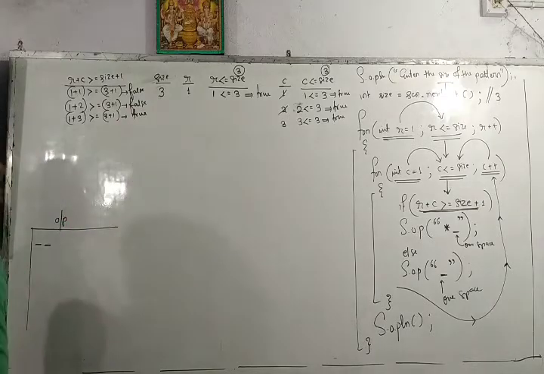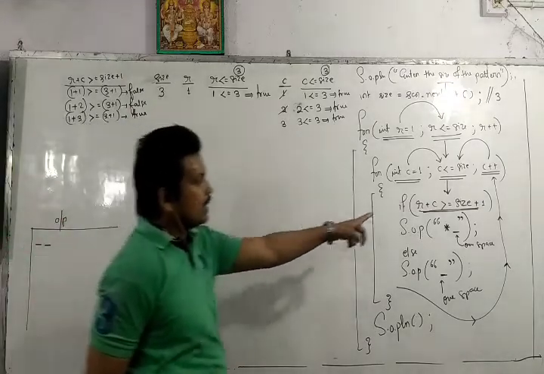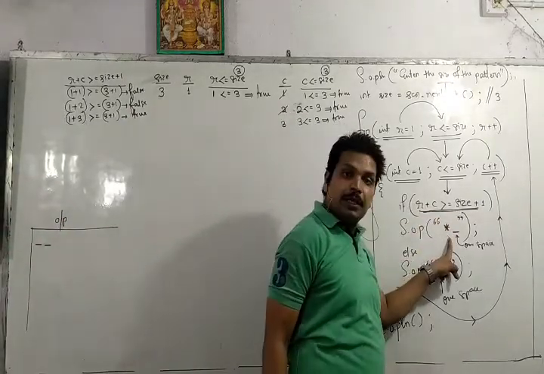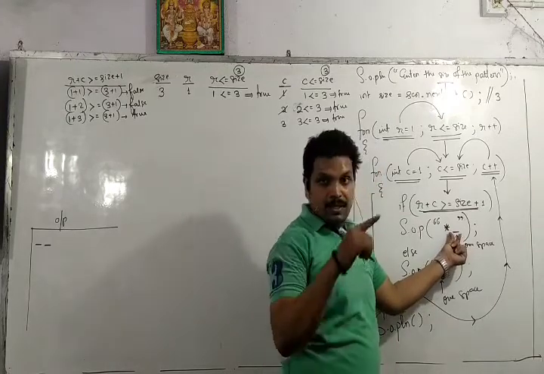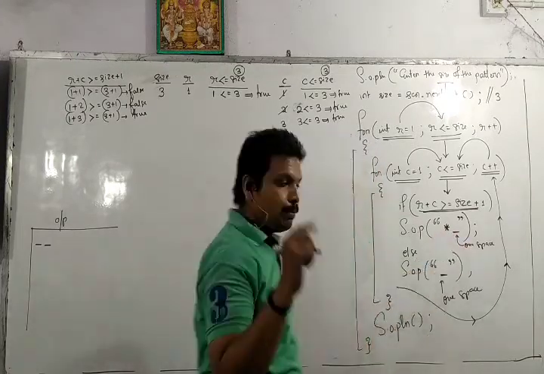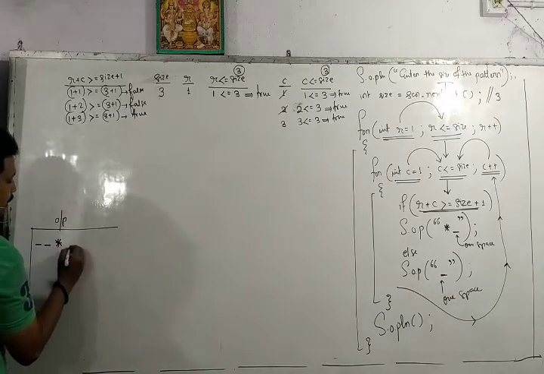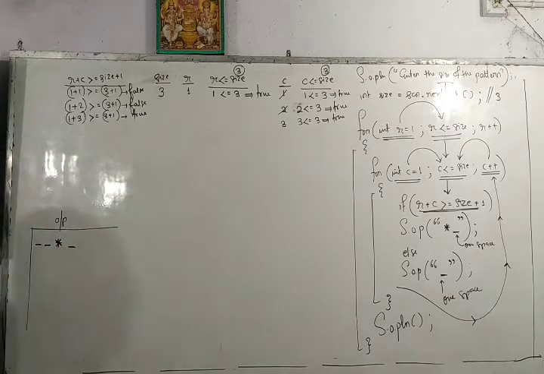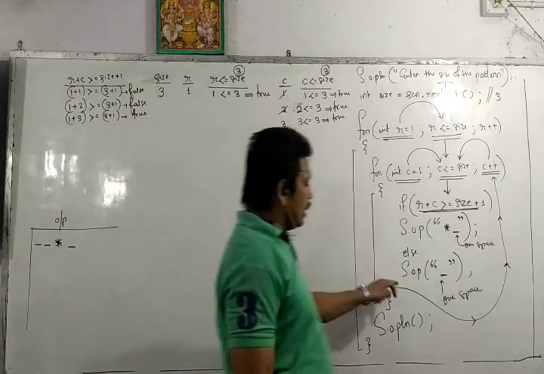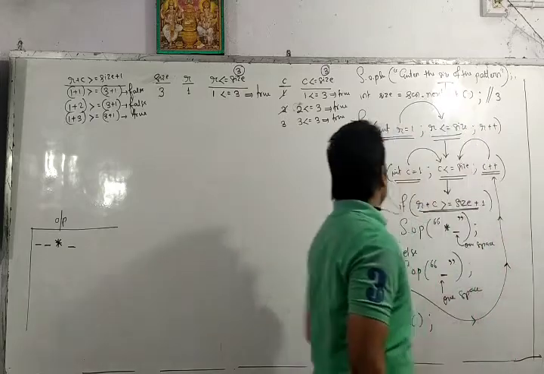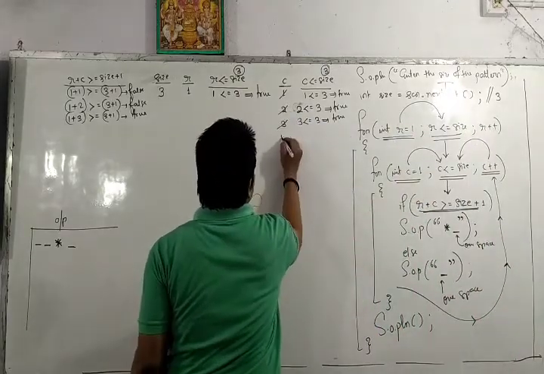If this condition is true, then a star will be printed along with a space. So here, the star got printed with a space. Clear? Then the control will go to the updation expression C++. So what is C++? It is 4.